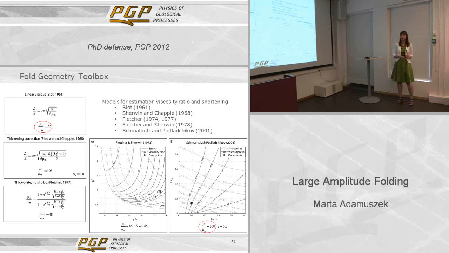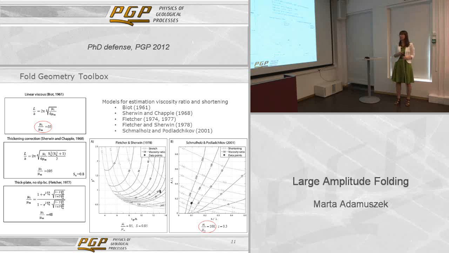But having the tool that can quantitatively describe the fold shape, I wanted to make a step further and relate the fold geometry with the amount of shortening or the rheological parameters of rocks. There are various theoretical methods that allow relating the shortening and viscosity ratio with a set of simple geometrical parameters such as wavelength, thickness, amplitude, and arc length.